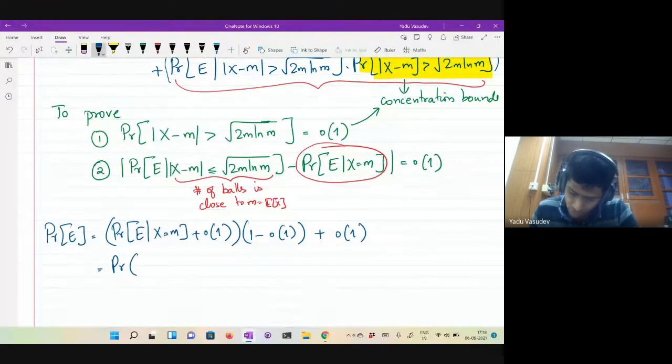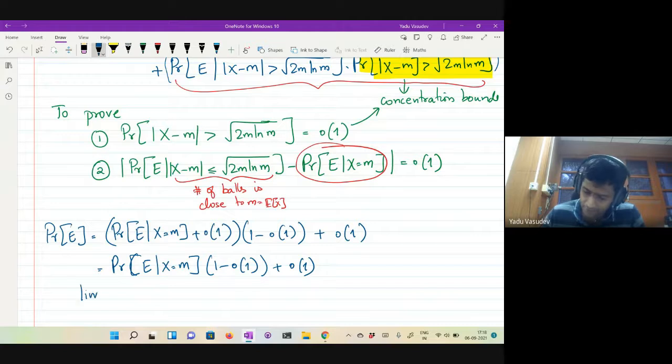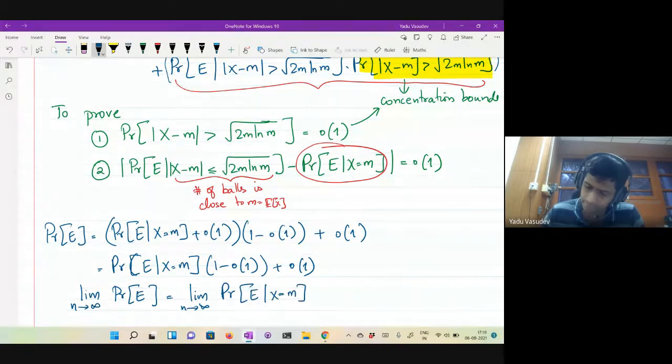So basically what it's telling you is that E given x is equal to m is somehow dominating. It's 1 minus little o of 1 plus another little o of 1 term, right? So therefore, when you take the limit, by the definition of little o of 1, this means that this limit is actually the limit that we want, correct?